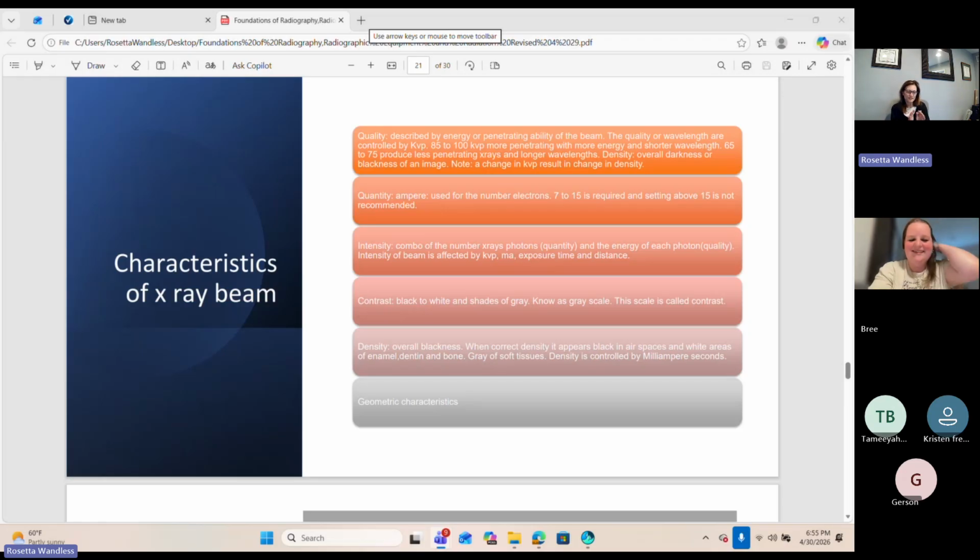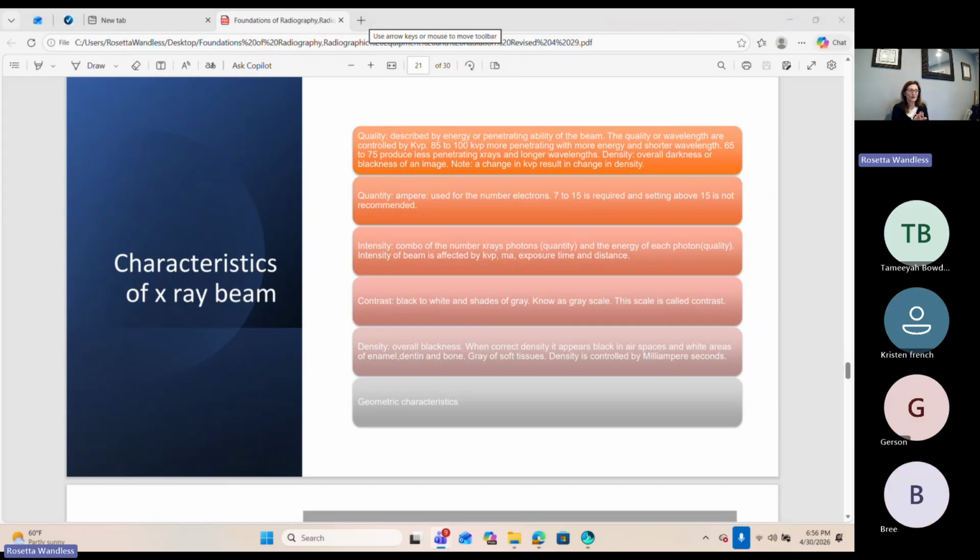So the next characteristic, quantity, that's a number. It's measured by milliamperage, mA. And it's the number of electrons that are going to hang out in that cathode, in that negative area in that glass X-ray tube. The moment we turn that machine on, those electrons come on in and chill out there. It's a number, how many?